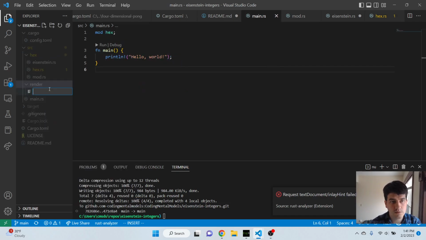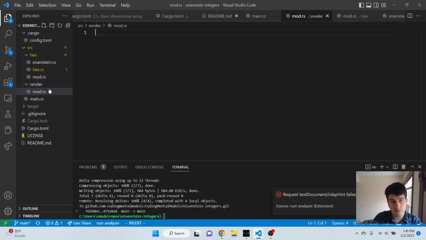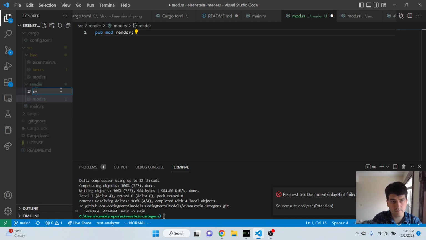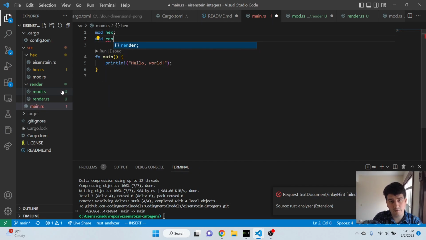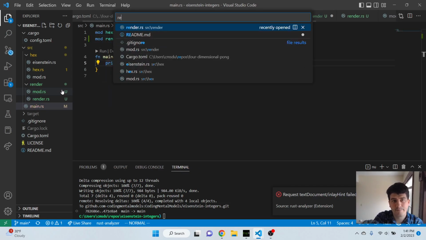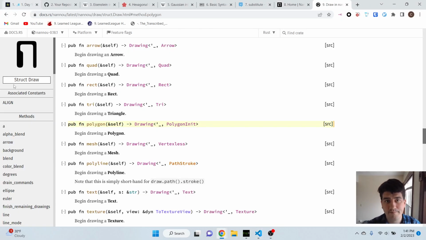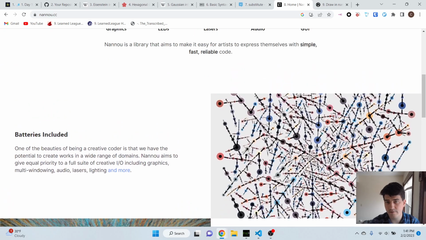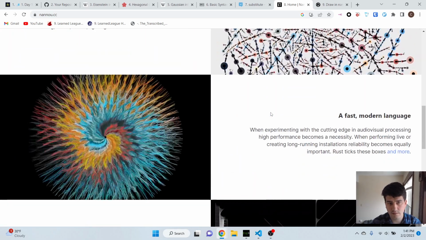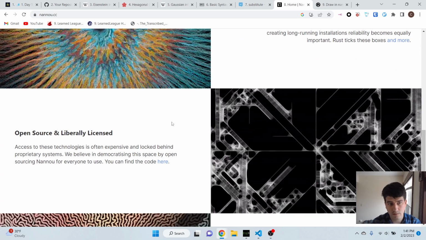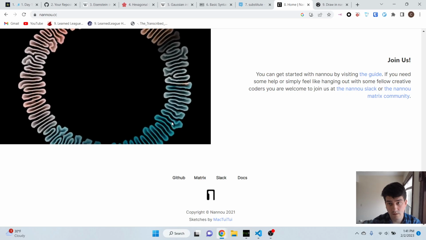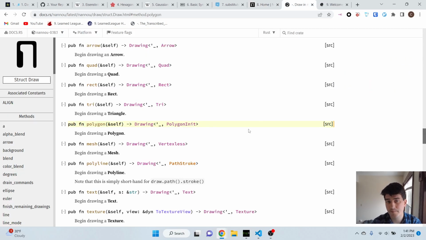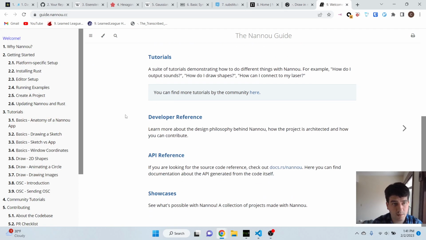Module, pub mod render, and we will have render.rs, and in main we will have mod render. Okay. And in render we will steal something from some example. Whoa, these are really cool. Very, very cool. Welcome, blah, blah, blah.